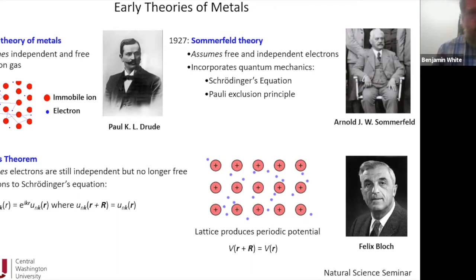And the following year, Felix Bloch was able to relax one of those restrictions. So Felix Bloch recognized that, okay, I'm going to put the positive charge back on the ions in the lattice, and that's going to produce a periodic potential energy landscape that the electrons are interacting with. And so that now means the electrons are no longer free electrons, but I still can't deal with electrons and their interactions with one another. So I still have to assume they are independent from one another.